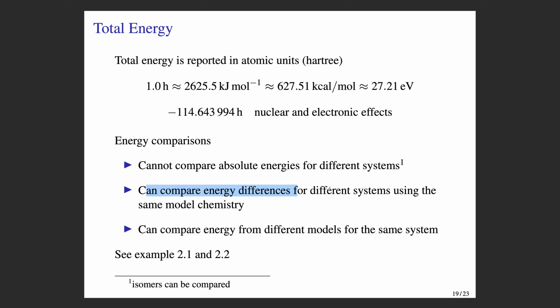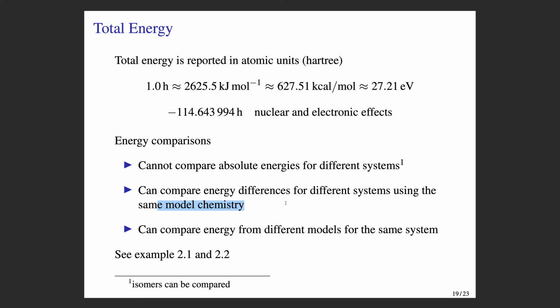And then I could do the same thing on a different molecule. That's going to give me two energy differences: the ionization energy for one molecule and the ionization energy for a different molecule. Now, as long as I've used the exact same model chemistry for all four of those calculations, then I can compare the energy differences. So you can't compare absolute energies for different systems. You can, however, compare energy differences for different systems, provided that you use the same model chemistry.